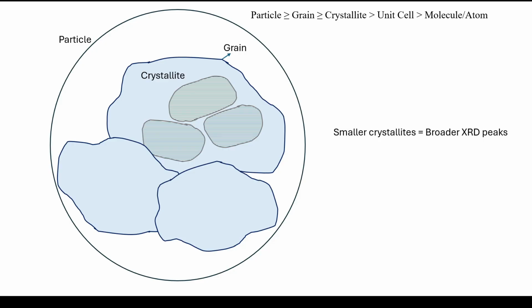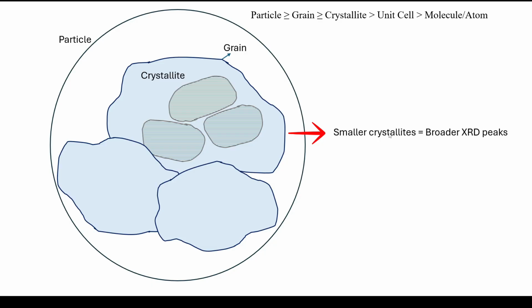Let's quickly break down the structural hierarchy of materials and why crystallite size matters in XRD analysis. At the larger scale, we have particles, which are made up of multiple grains. Each grain contains smaller crystallites, and those crystallites are built from repeating unit cells, which themselves consist of atoms or molecules. So the hierarchy goes: particle ≥ grain, grain ≥ crystallite, crystallite > unit cell, and unit cell > molecule or atom.